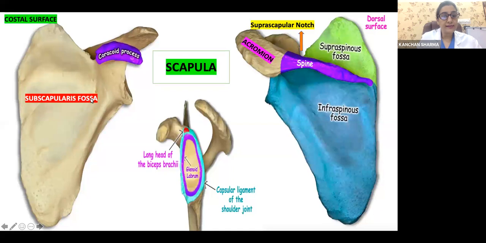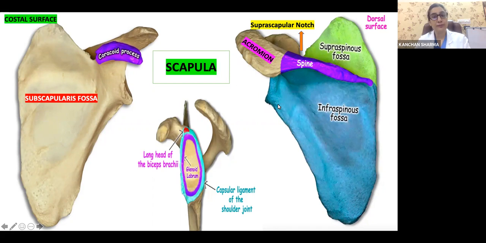So this costal surface will be having a fossa, and this fossa is known as the subscapular fossa. Fine. And you have a projection there, and this projection is known as the coracoid process. If you want to see the subscapularis muscle, it will be going like this, and this will be getting attached to the lesser tubercle, right? So if you want to look for this muscle, you have to look from the anterior aspect.